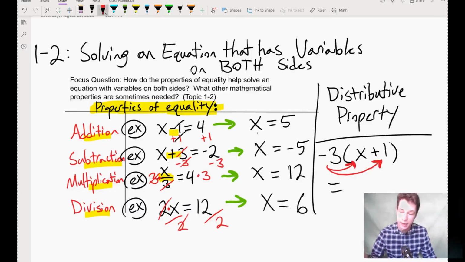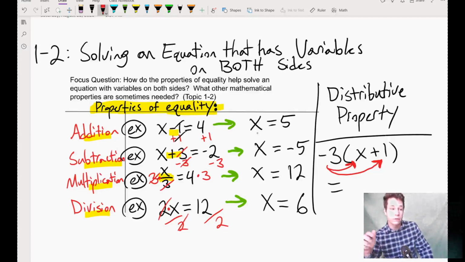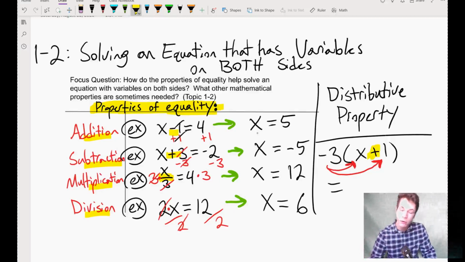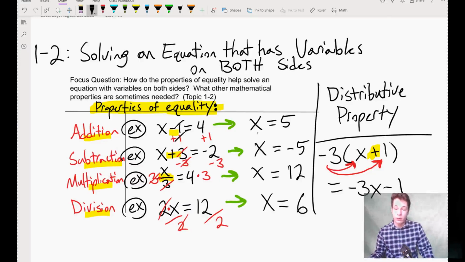And hopefully we saw last time that we can do this with numbers and variables as long as we have this plus or a minus in between these two terms here. -3 times x is -3x. -3 times +1 is -3. Okay, so that's just how the distributive property works, and we'll get into how that's helpful when we look at the steps to solving an equation.